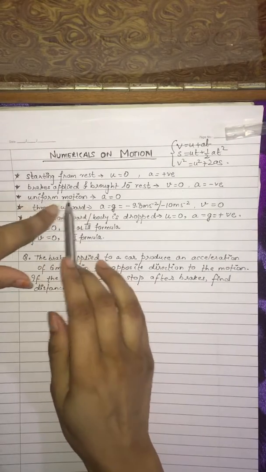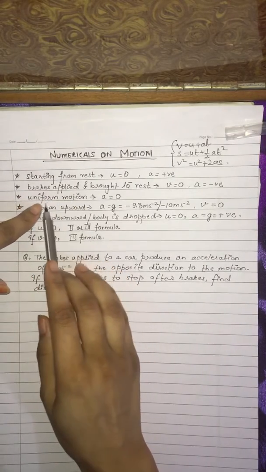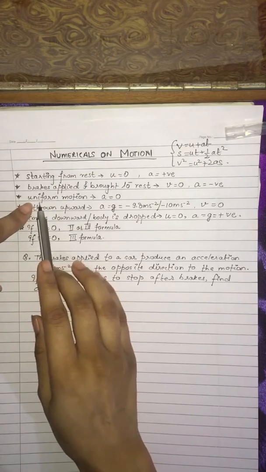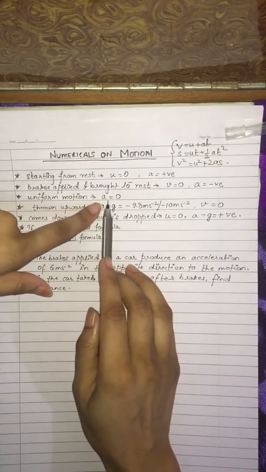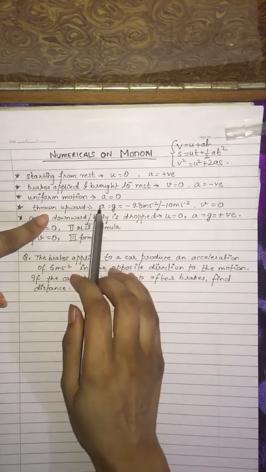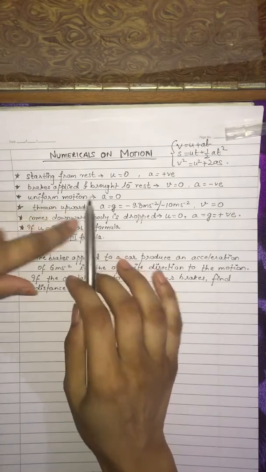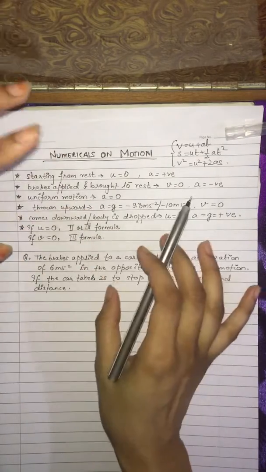Uniform motion. If the question says the body is going in a uniform motion, the body is having a uniform motion, then we will take a as 0. Okay, because there will be no acceleration. No acceleration means uniform motion. Uniform motion means no acceleration, no velocity is changing.